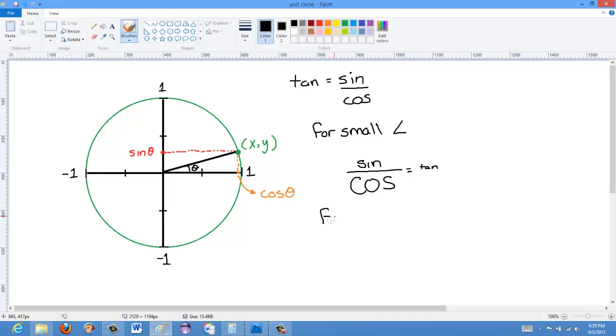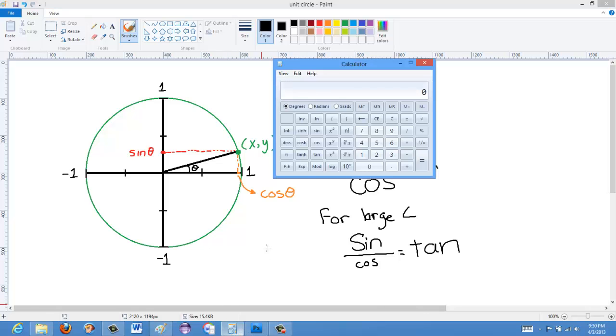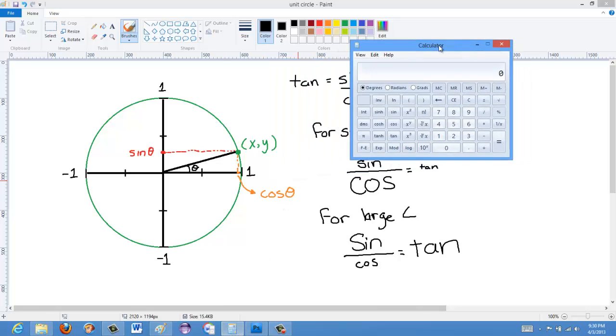For large angles, what we would have is a very large sine divided by a relatively small cosine. When you have something very large divided by something very small, what you're going to get is something very large. So then tangent is also going to be very large. We'll take a look at that and see if that actually is true using this calculator here.